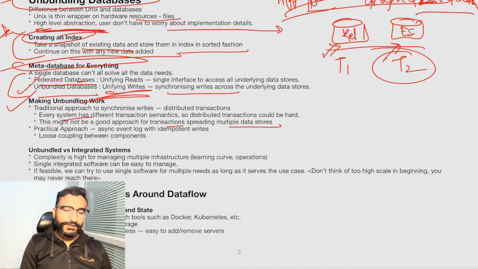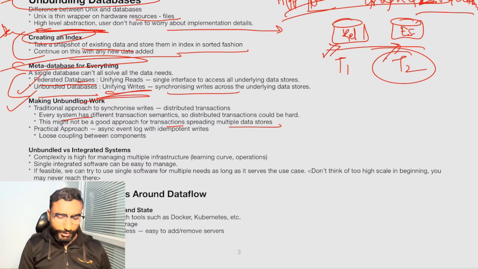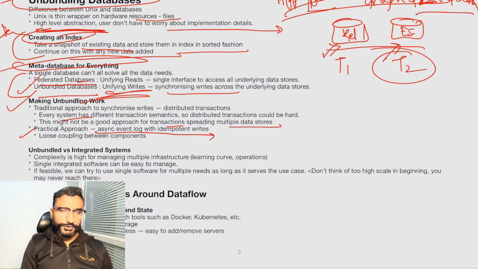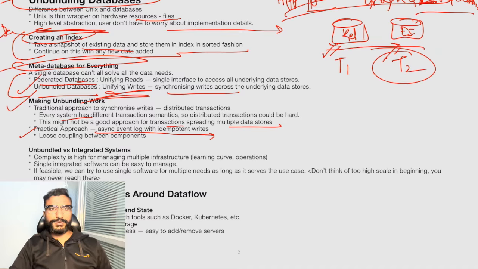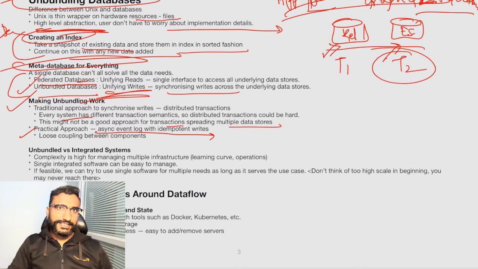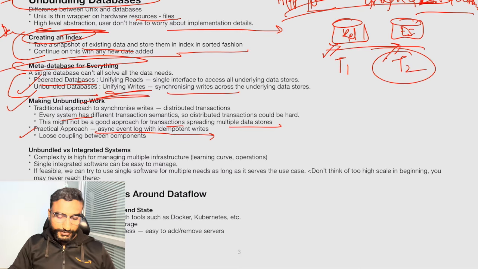So is there really a need to solve this problem first of all? Okay, great. So the practical approach could be you have an async event log with idempotent writes. Idempotency, we have discussed in multiple videos, mostly in terms of payment processing. But the idea with idempotency is that if the same request is sent multiple times, it is only processed once, and you get the same output, so the mutation occurs only once.